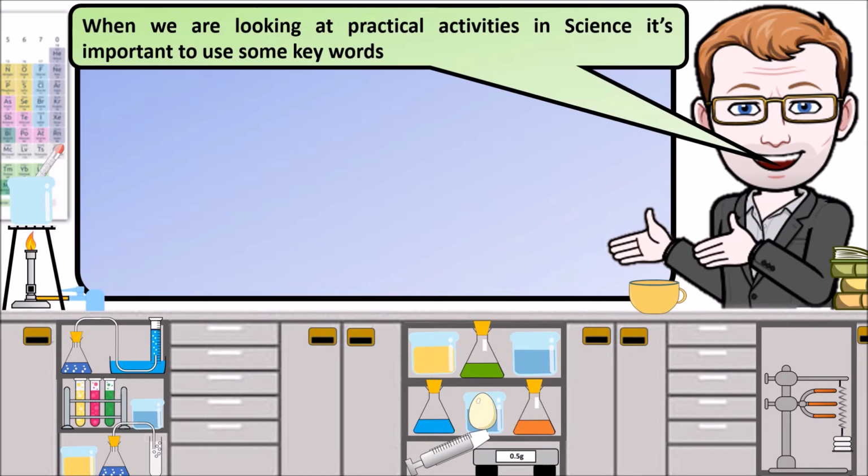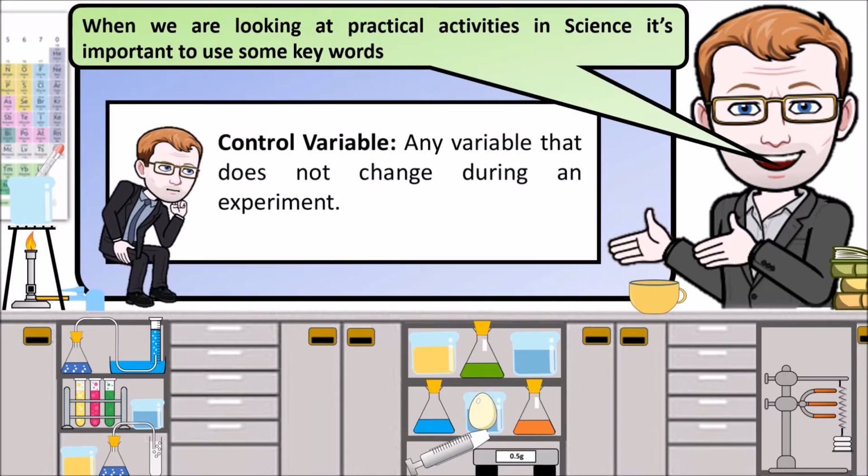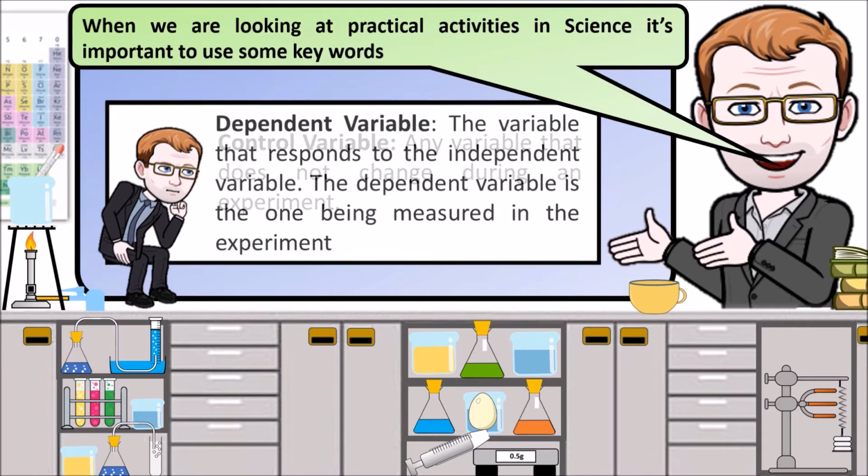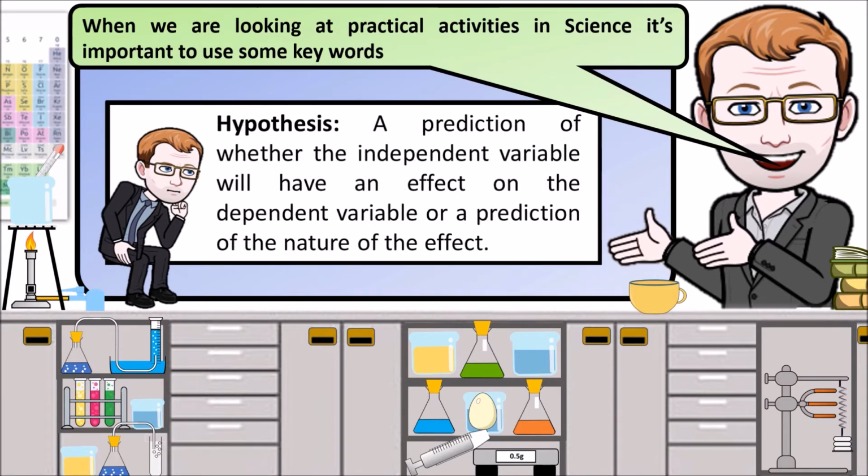So, when we're looking at practical activities in science, it's important to remember some key words that we need to use. So a control variable is any sort of variable that does not change during an experiment. A dependent variable is the variable that responds to the independent variable. So the dependent variable is the one being measured. A hypothesis is a prediction of whether the independent variable will have an effect on the dependent variable.